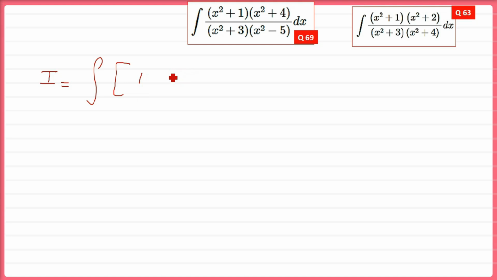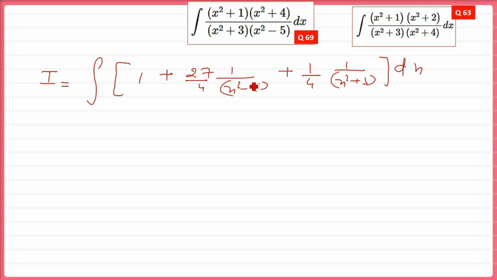I hope you understood everything. So 1 plus 27 by 4, which I just computed, and 1 divided by x square minus 5 in the denominator, plus 1 by 4 and 1 by x square plus 3. And we have to integrate with respect to dx here. Integration of 1 will be x. This will be 27 by 4.